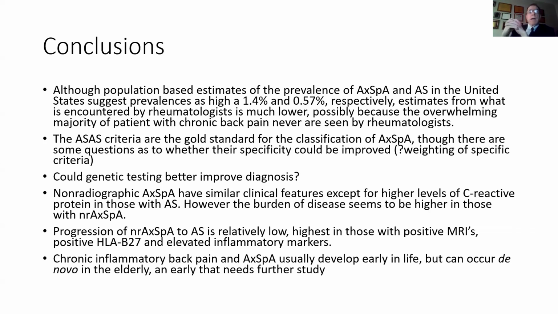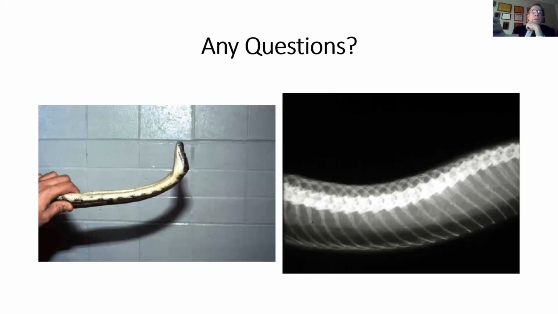Non-radiographic axial SpA has similar features, except for higher levels of CRP in those with AS compared to non-radiographic axial SpA. But the burden of disease seems to be the same, if not higher, in those with non-radiographic disease. Progression from non-radiographic axial SpA to AS is relatively low, highest in those with positive MRIs. And chronic inflammatory back pain and axial SpA usually develop early in life, but can occur de novo in the elderly, a finding that needs further evaluation. And I'd be happy to take any questions that you have right now.